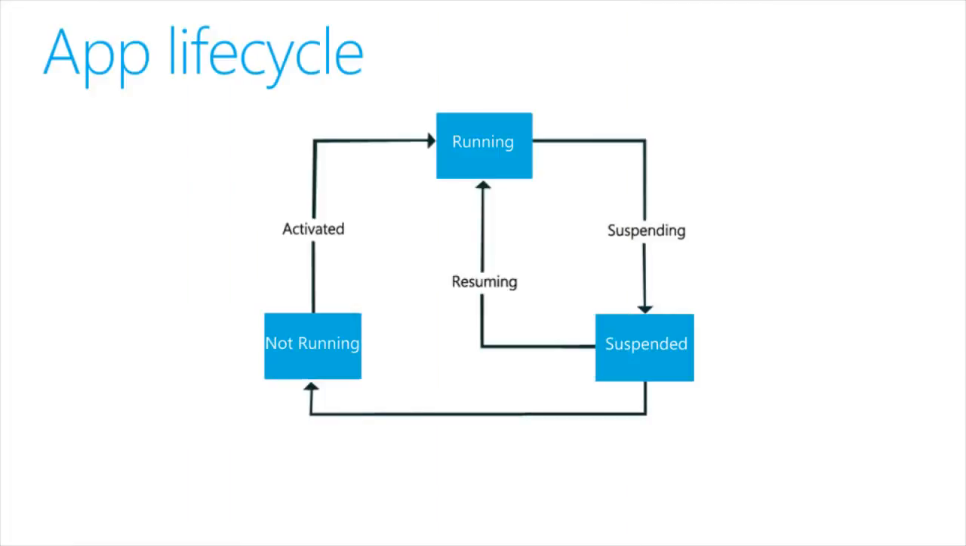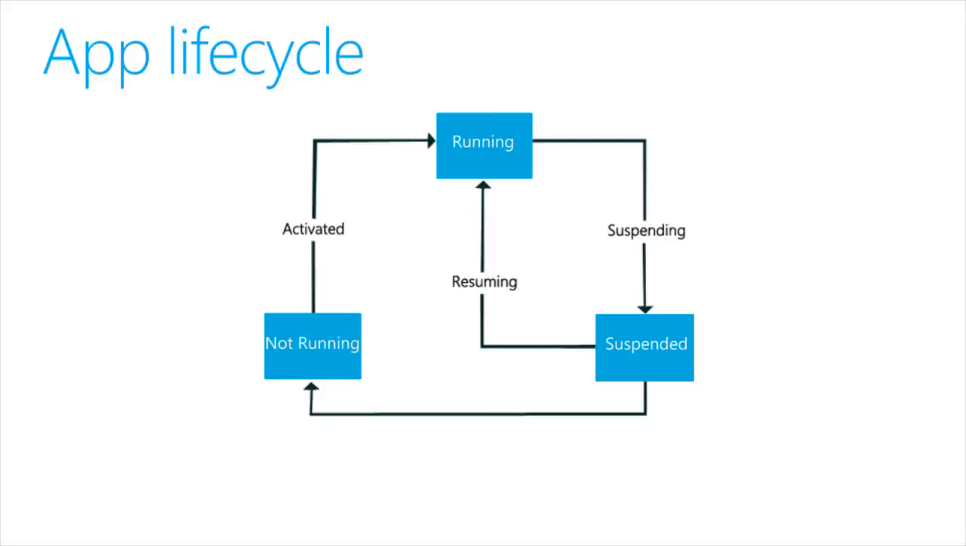Before we get started, let's review the lifecycle of a Windows Store app. As you can see in this slide, there are three possible states for an app: running, suspended, and not running. Let's start with the suspended state. An app can be suspended when the user switches away from it or when Windows enters a low power state.